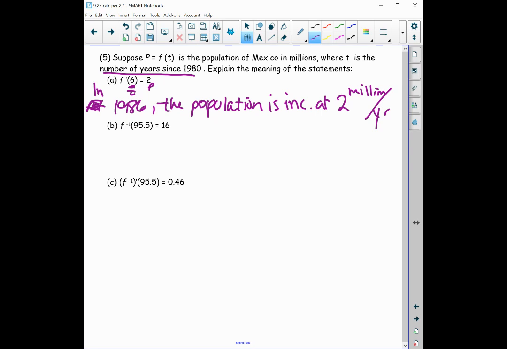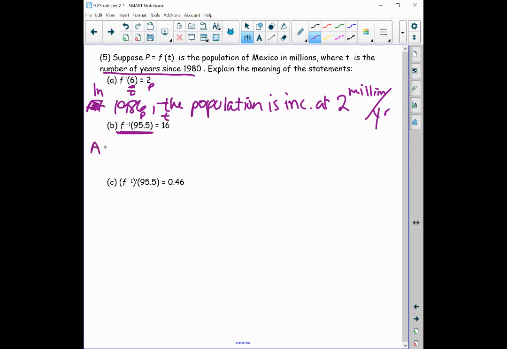Okay. Now look at this one. This notation is something different. This notation is the inverse function. So if you remember from Math 4, inverse functions are where the domain and range are switched. So if this is time and this is population in the regular function, then in the inverse function, this is population and this is time. So if this is just a regular function, notice there's no prime notation. This is just what the function is.